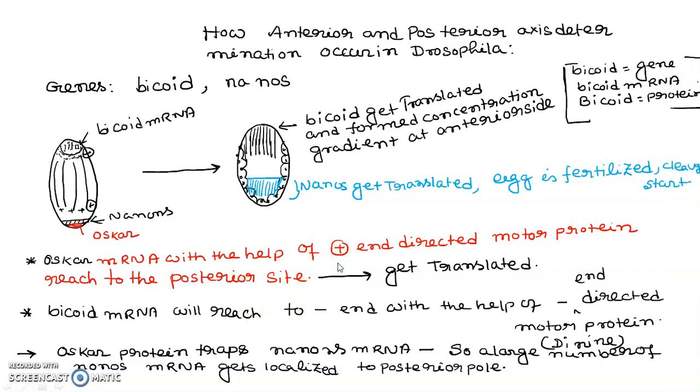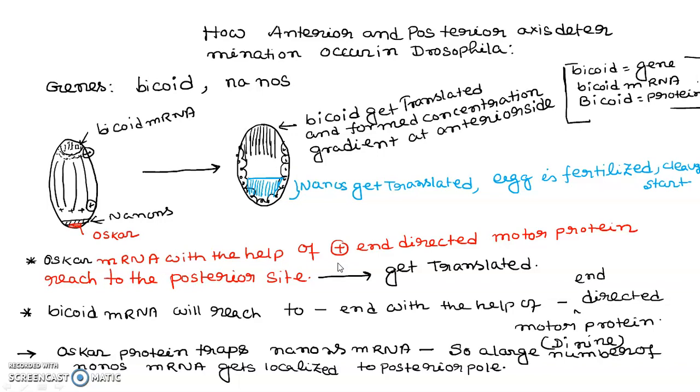Hello everyone, this is our developmental biology series for the CSIR-NET exam, and today I will discuss how anterior and posterior pattern formation occurs in Drosophila. In the Drosophila embryo, we know that syncytial specification occurs, and many genes play important roles in anterior and posterior determination, right?